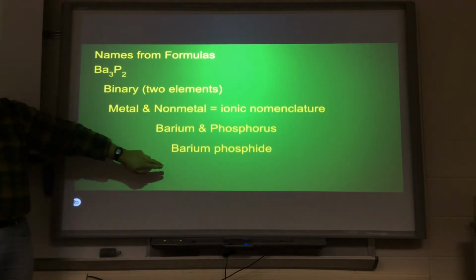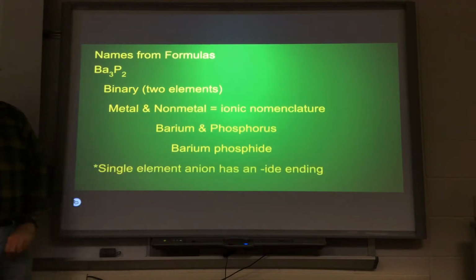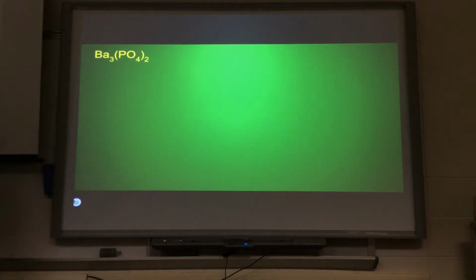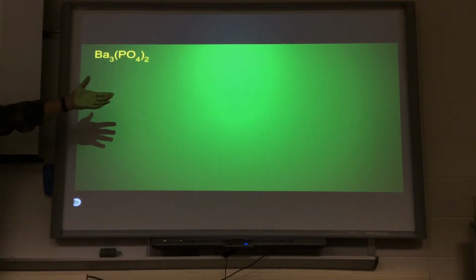Excellent question. We don't need to have that. We just talked about it. So here's an example. Ba3(PO4)2. Does this look like it has a polyatomic ion in it?